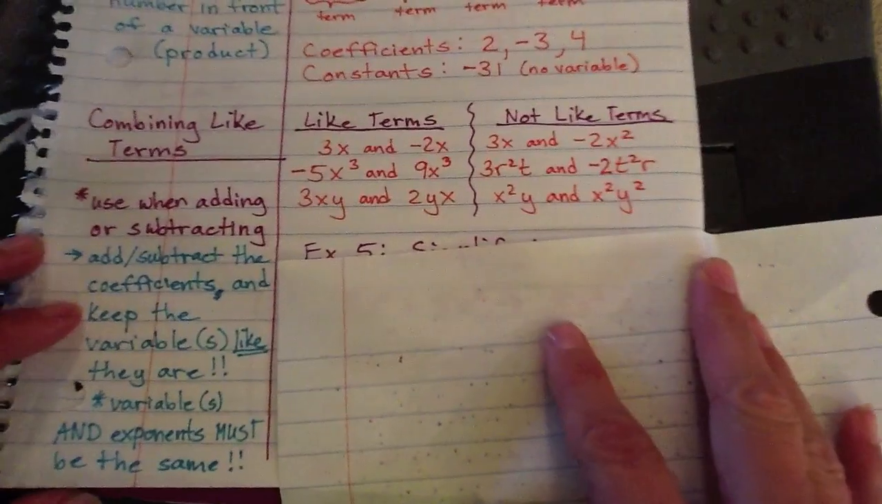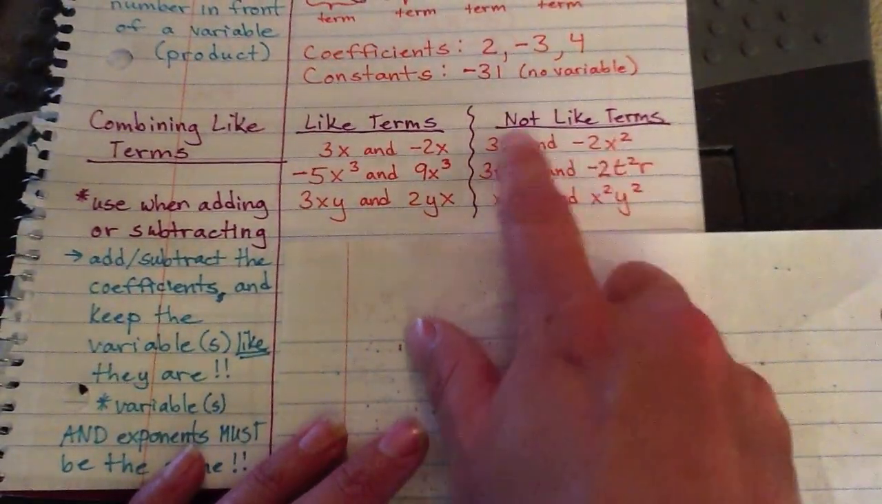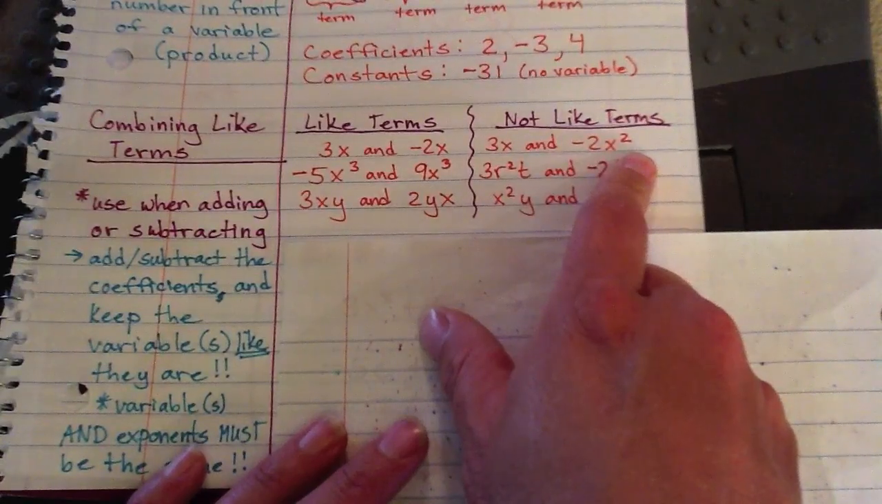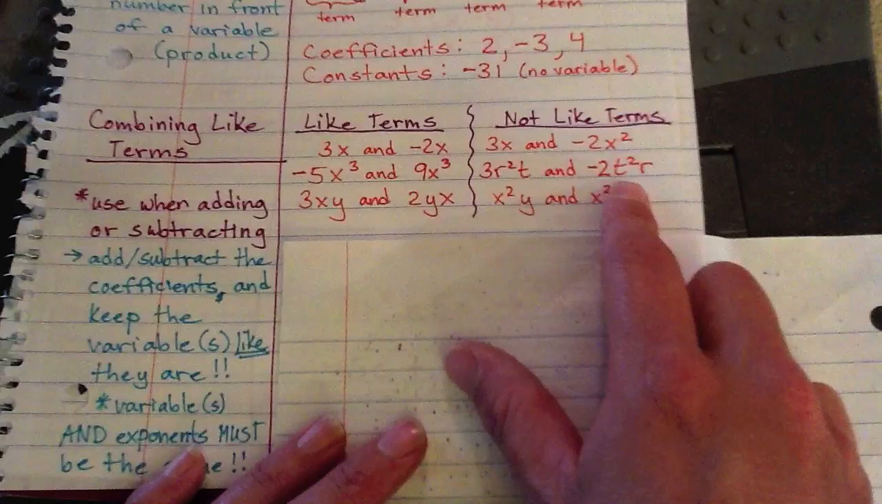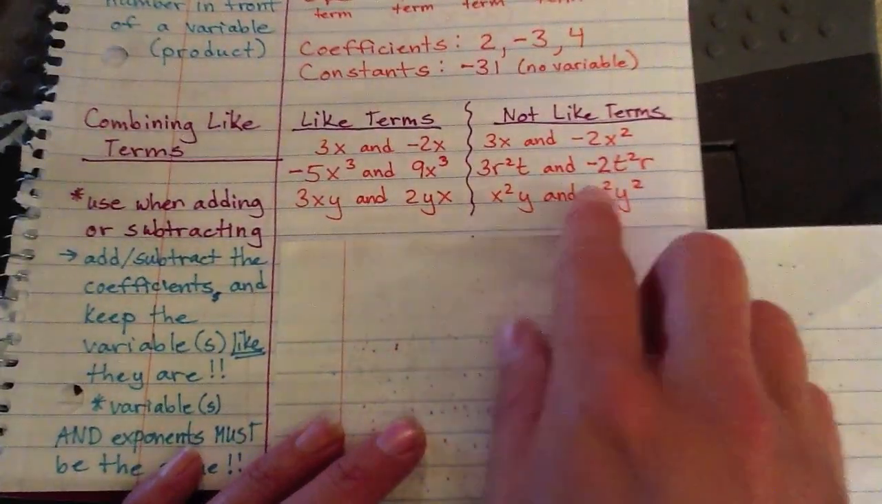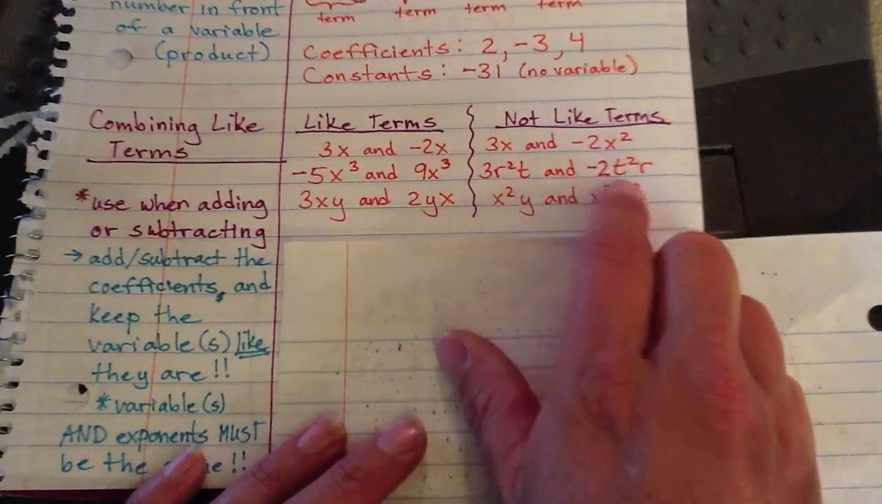Here's an example of things that are not like terms. 3x and negative 2x squared. Because we have an x and an x squared, they are not alike. 3r squared t and negative 2t squared r. So you have the same variables. You have an r and you have a t. They're flipped around. That really doesn't matter.